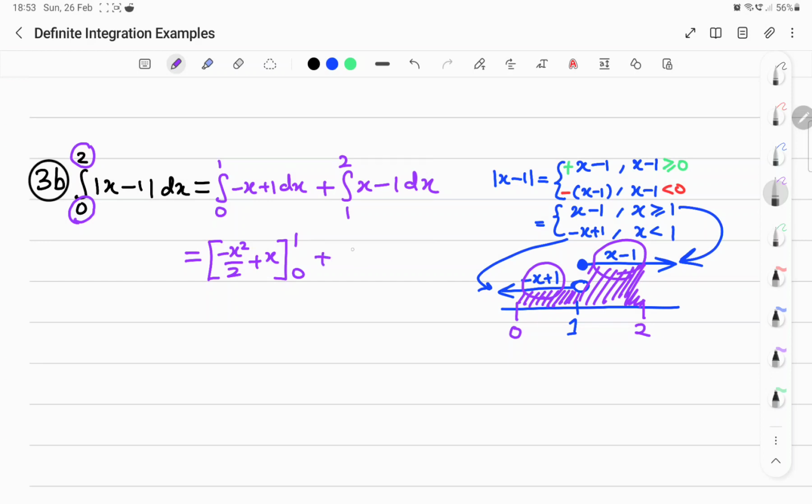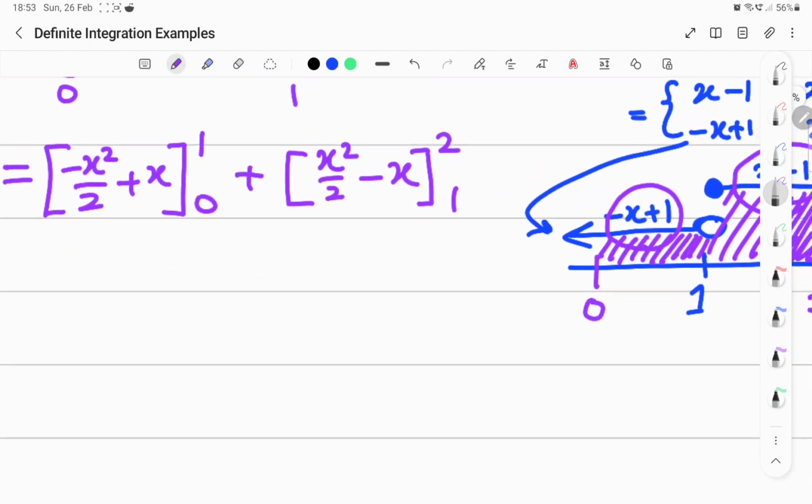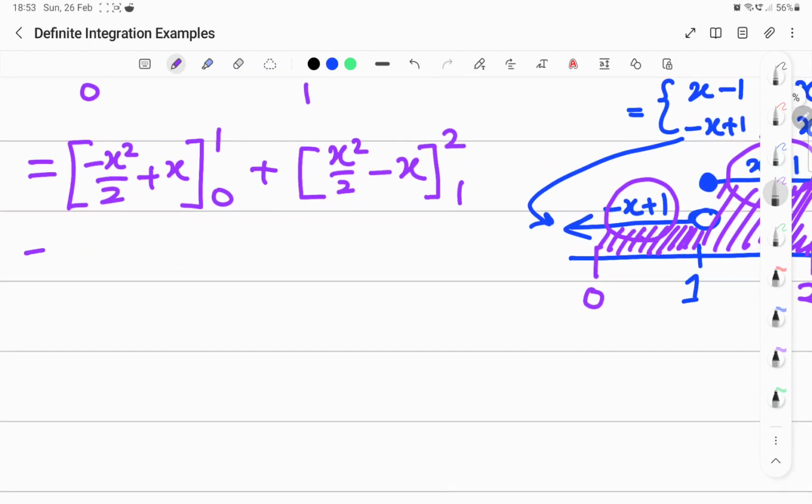And then plus, okay, the second integration is x squared over 2 minus x with 2 and 1 as the limit. For this one, let's zoom in a little bit. So how to do this one? Easy. Just replace everything by 1 first. So minus 1 squared over 2 plus 1. Close them with a bracket.